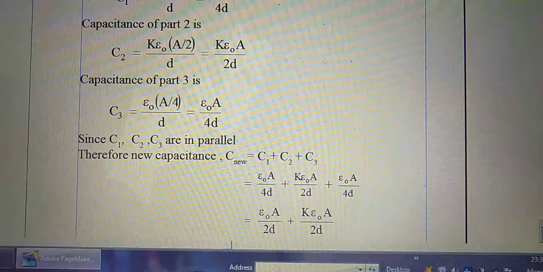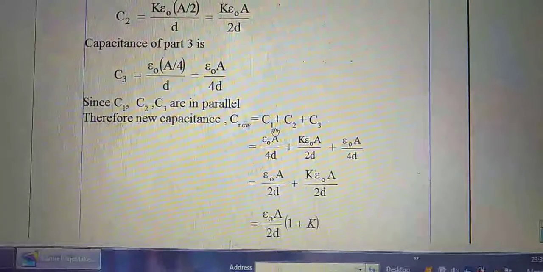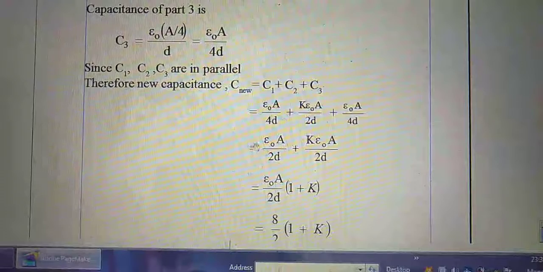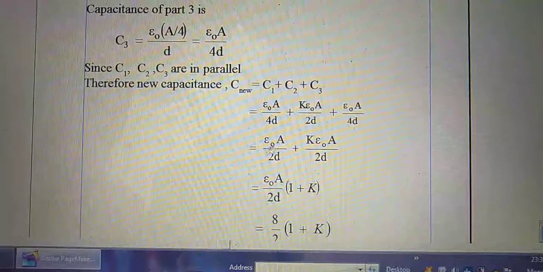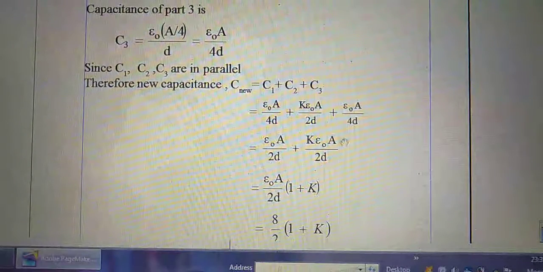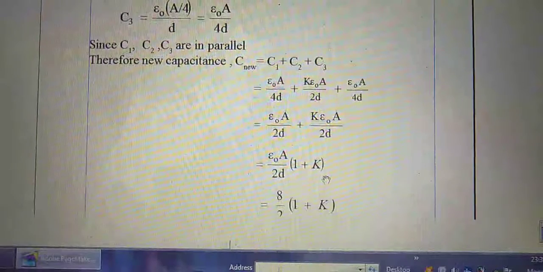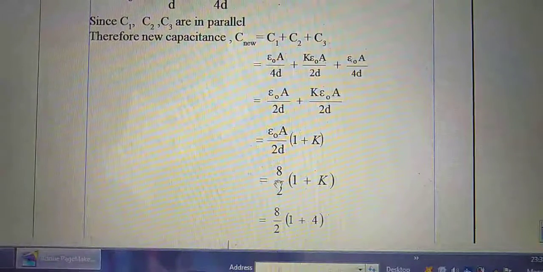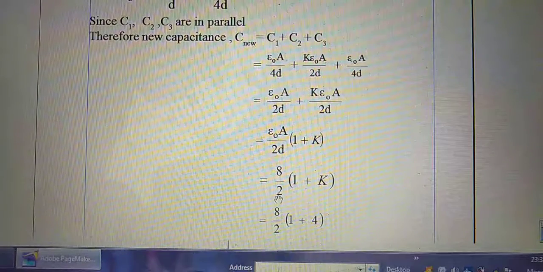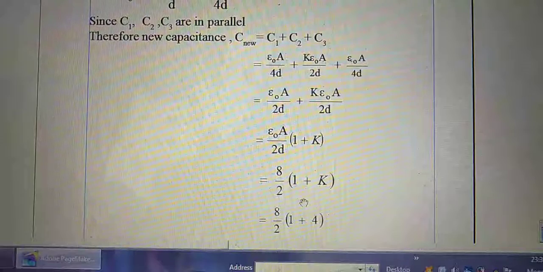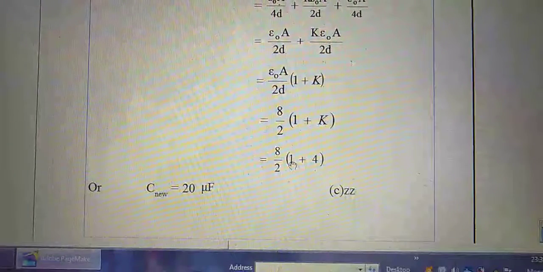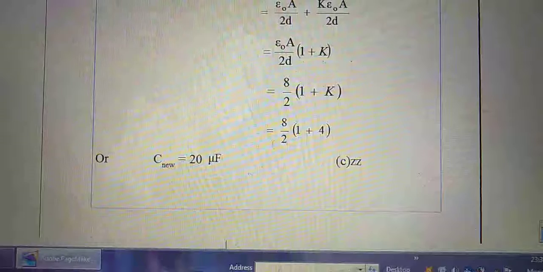Some minutes back I already mentioned that these three capacitors are in parallel, therefore equivalent capacitance will be C1 plus C2 plus C3. Insert the value of C1, C2 and C3. Epsilon naught A by 4D, epsilon naught A by 4D, that will be epsilon naught A by 2D. Now epsilon naught A by 2D, K epsilon naught A by 2D, take common, so it will become epsilon naught A by 2D into 1 plus K. Epsilon naught A by D value is 8. Okay, 2 is remain. So 8 divided by 2, and the value of K is 4. So 8 by 2 is 4. 4 into 1 plus 4, that is 5. 4 into 5, that is new capacitance is 20 microfarad. So right option is C.